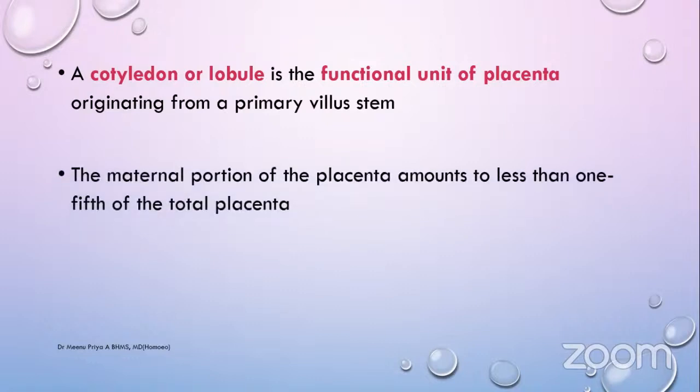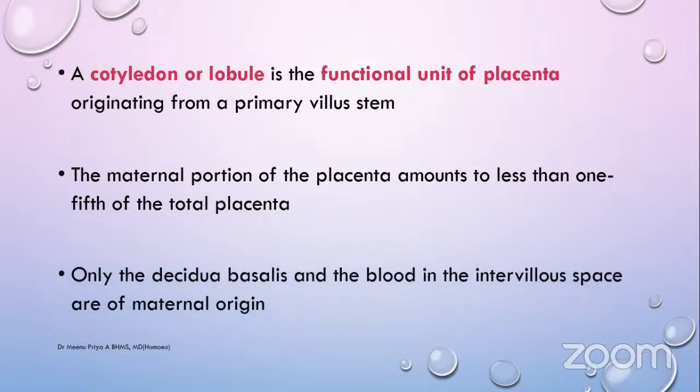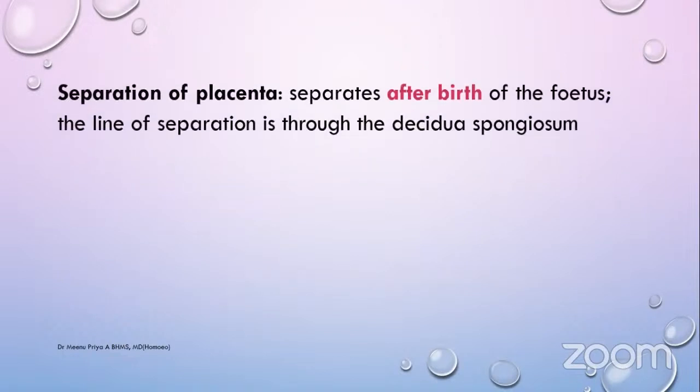The maternal portion of the placenta amounts to less than 1/5 of the total placenta. Only the decidua basalis and the blood in the intervillus space are of maternal origin. So the blood circulation and the decidua basalis are the only parts from maternal origin. Next, separation of placenta. When does the placenta separate? It is always after the birth. If it separates earlier, then it is a pathological condition.